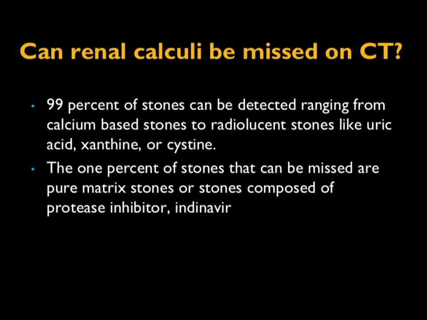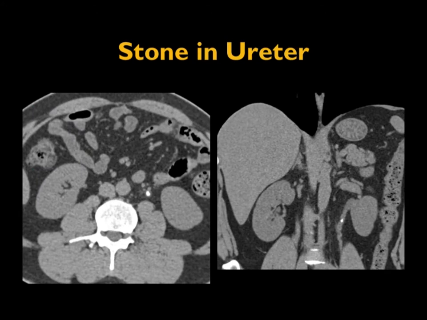The under 1% that can be missed are pure matrix stones or stones composed of the protease inhibitor indinavir. So it's exceedingly rare. If you don't see a stone, there is none present. And just a simple example, here's a stone in the patient's left ureter.